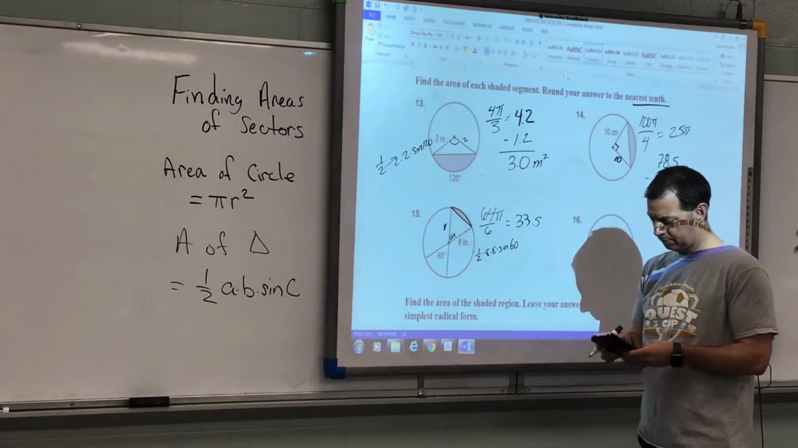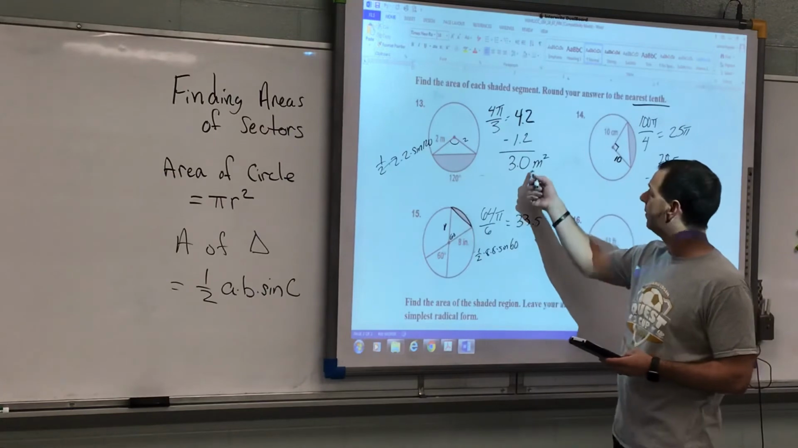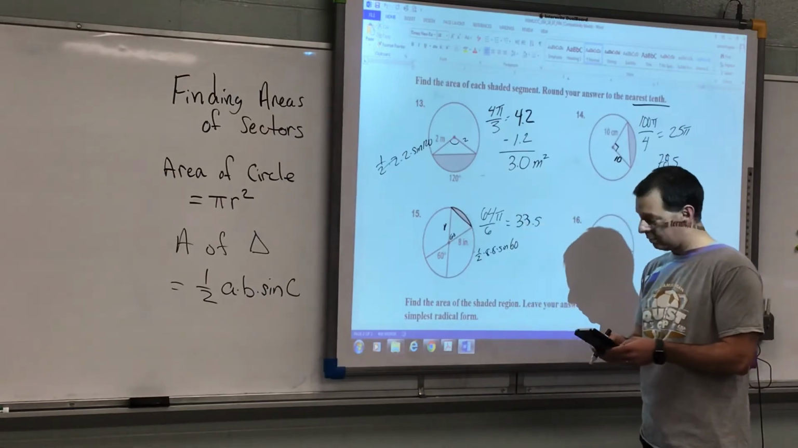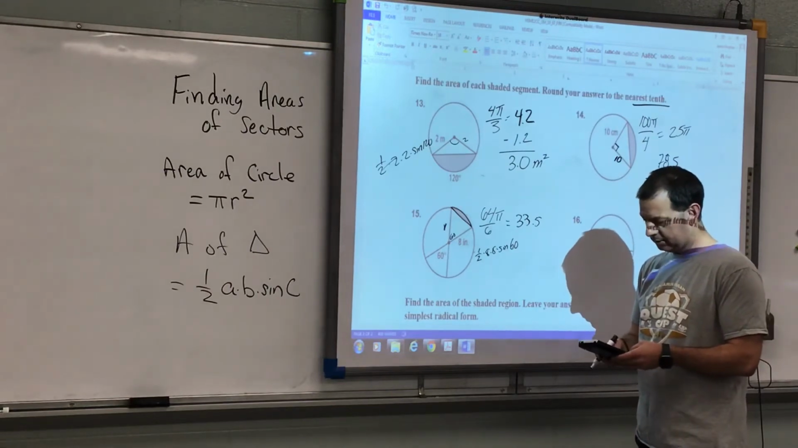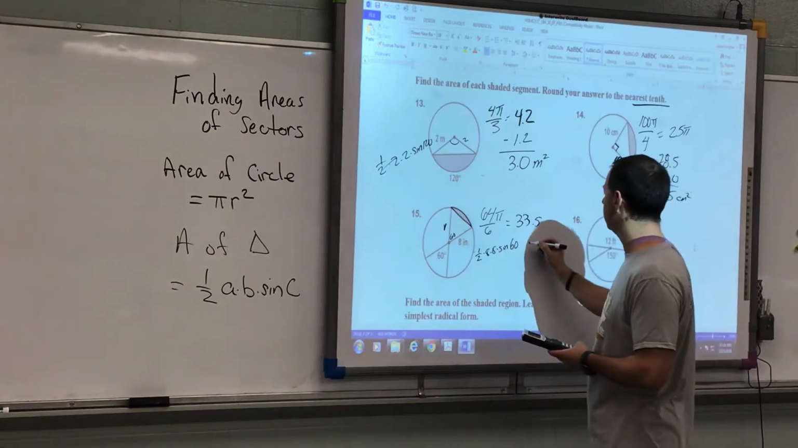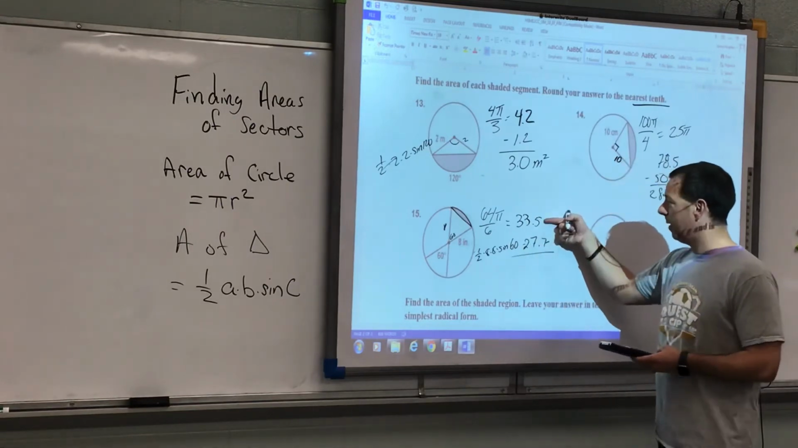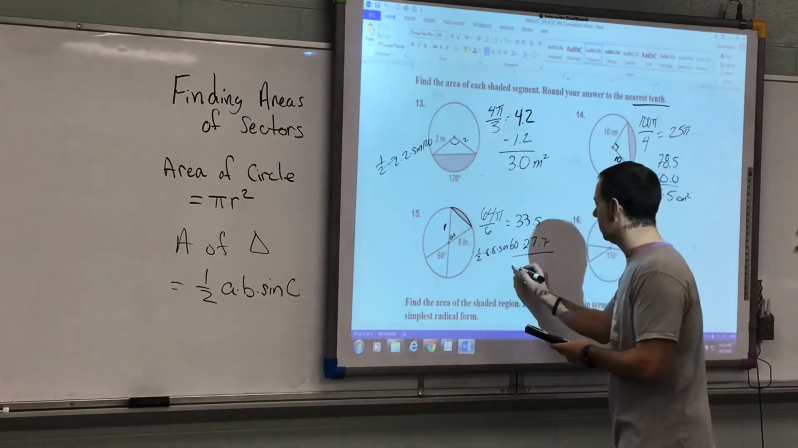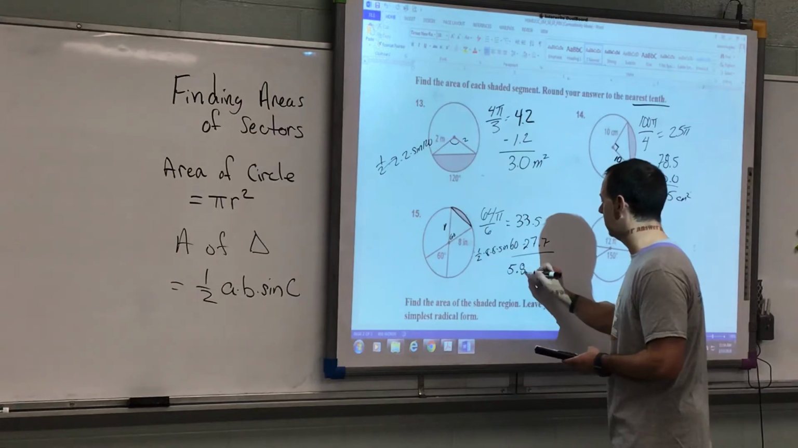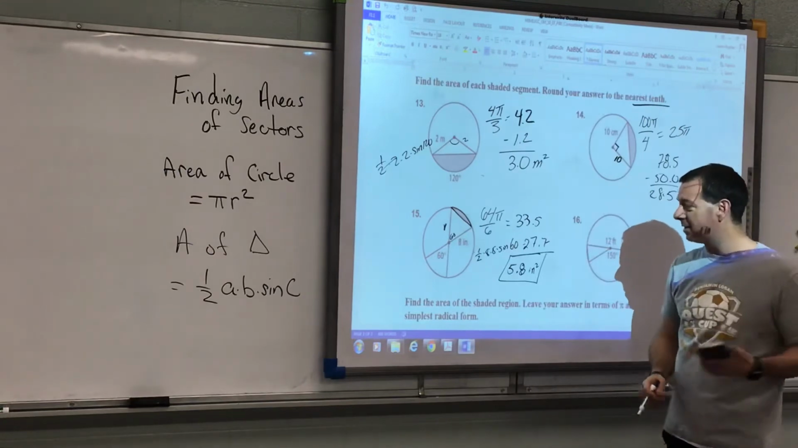Why am I getting a negative number? Let me check, hang with me. Oh, it's in radians. I need to switch it to degrees. I wonder about this one up here now. 64 divided by 2 times the sine of 60. There we go, 27.7. So I'll subtract my area of the triangle from my sector, 33.5, and I'm going to get 5.8 square inches, and that is my area of that little tiny sliver.